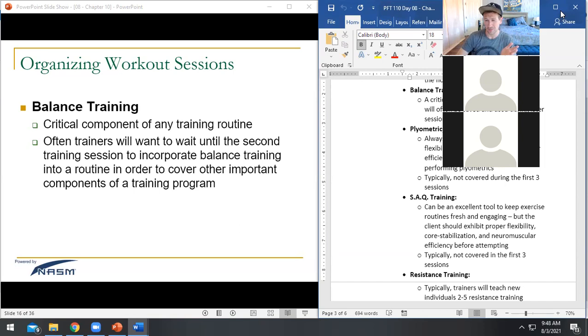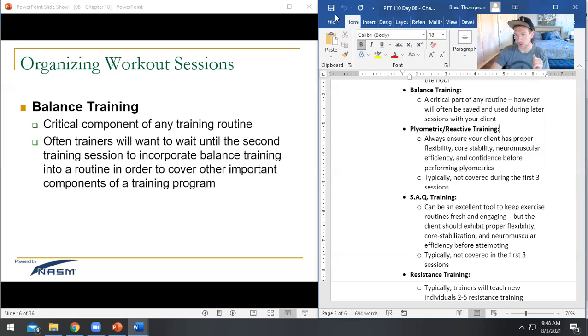I will occasionally do it. If I've got a client who literally says, I really want to get my balance improved, okay, great, I'm going to throw that into that first session. I'm trying to demonstrate that I'm listening to them and basing my workouts on their goals. And also, I want them to feel like they are working towards the things that they want. But first session, balance training, probably not the most appropriate.